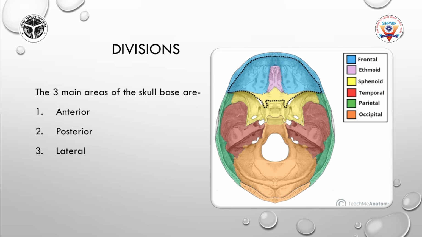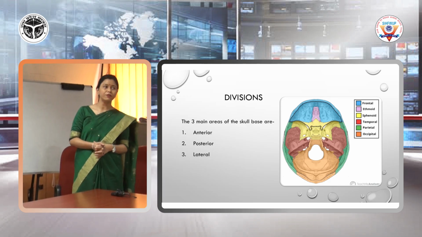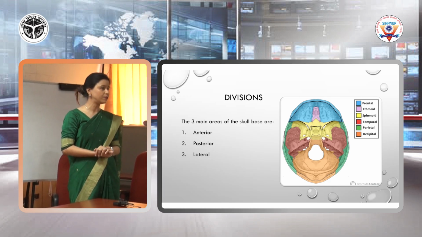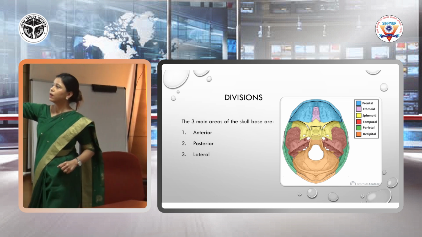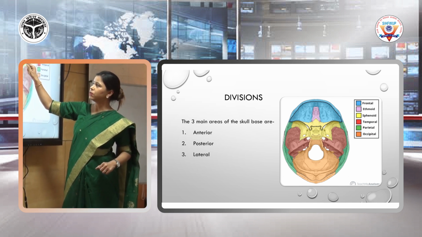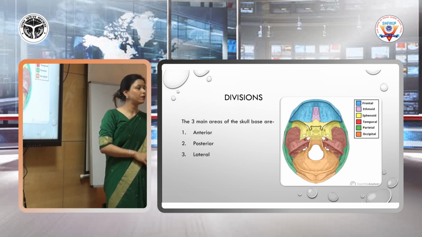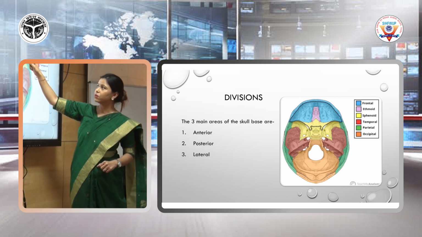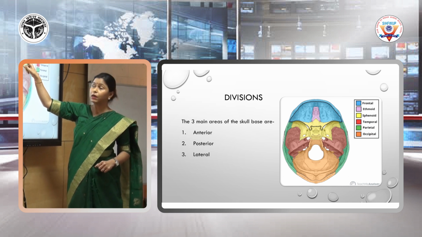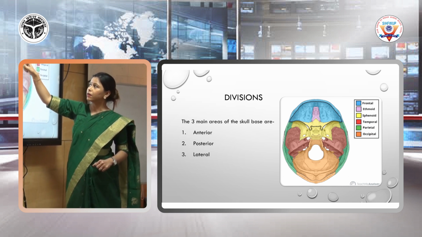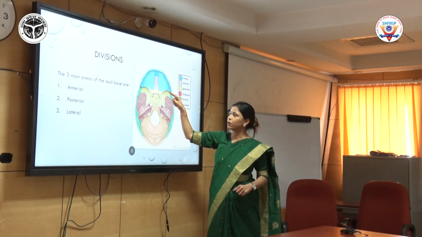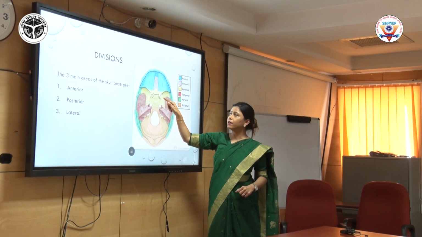Okay, so these are the three divisions of the skull base. I am going to talk more on the anterior skull base. The anterior skull base extends from the posterior table of the frontal sinus posteriorly up to the lesser wing of the sphenoid. This yellow part is the lesser wing of the sphenoid. Essentially, the anterior skull base consists of the orbital plates of the frontal bone, the cribriform plate, the crista galli, the lesser wing of the sphenoid and the anterior clinoid process.